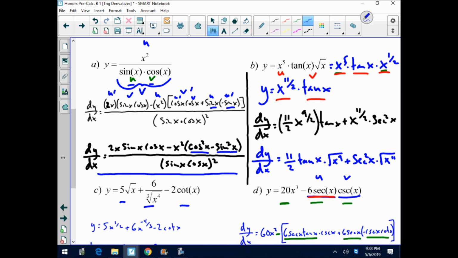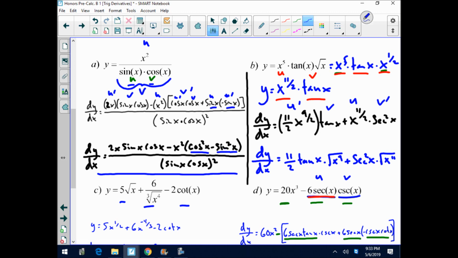There's some simplifying we can do, but arguably this is as simplified as we would need it. So for b right here, we said that we had condensed this down to a product rule where we were multiplying x to the 11/2 times tan x. And so right here, when we take the derivative, our derivative is going to be our u prime of 11/2 x to the 9/2 times our v of tan x, plus our u of x to the 11/2 times our derivative of tan x, v prime, as secant squared x.